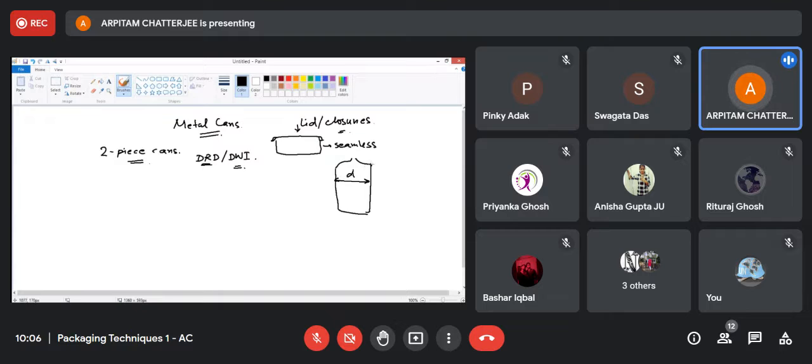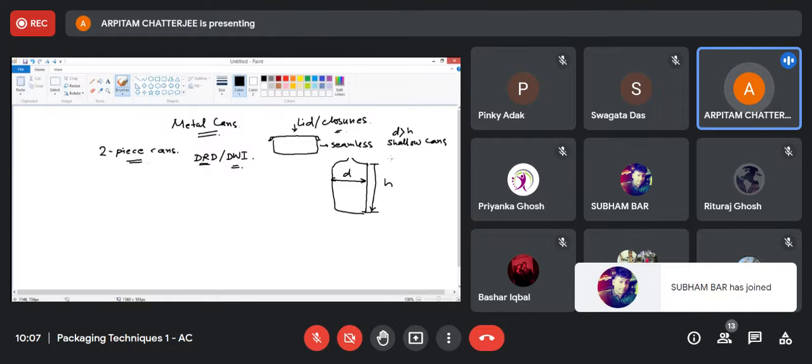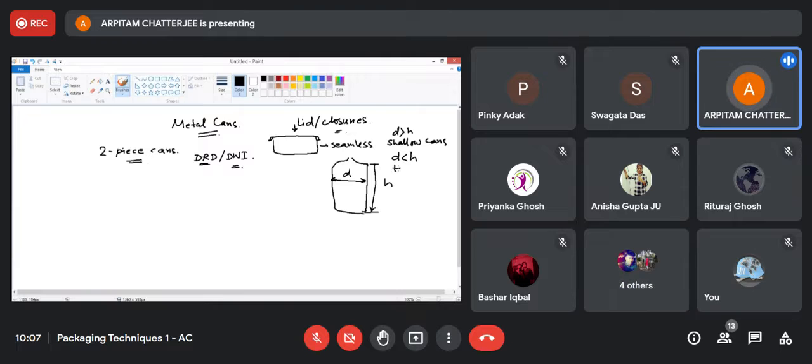And if I consider this is the height of the can, then there are two types of cans. In one case, your diameter is higher than the height, and these cans are commonly called shallow cans. And in some cases you will see that D is smaller than height, which is called the tall can.